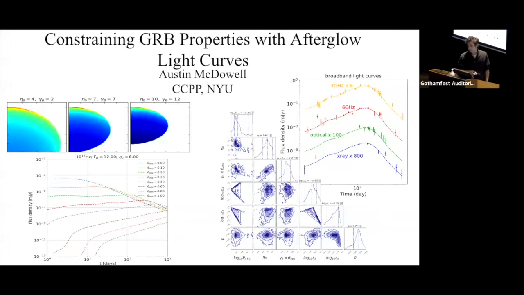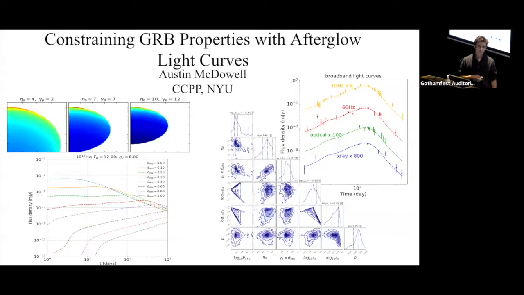Hi, everyone. My name's Austin McDowell. I'm a PhD candidate at NYU. I worked with Andrew McFadgen on developing a model for learning about short gamma ray bursts through their afterglow light curves. Short gamma ray bursts we know can be produced from the merger of binary neutron stars. And then the afterglow comes later when the merger remnant launches material into the surrounding medium.